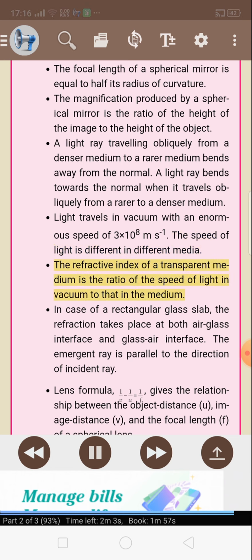The refractive index of a transparent medium is the ratio of the speed of light in vacuum to that in the medium. In case of a rectangular glass slab, the refraction takes place at both air-glass interface and glass-air interface. The emergent ray is parallel to the direction of incident ray.